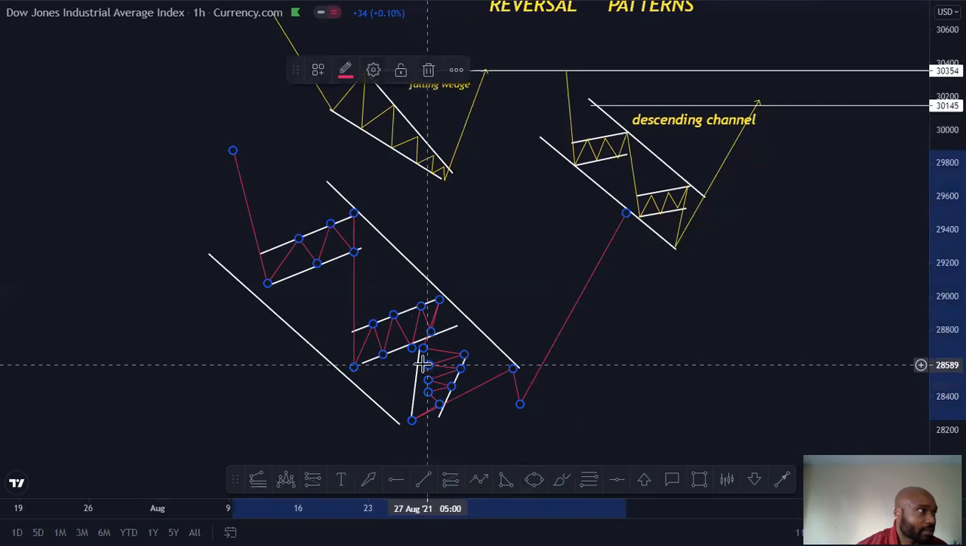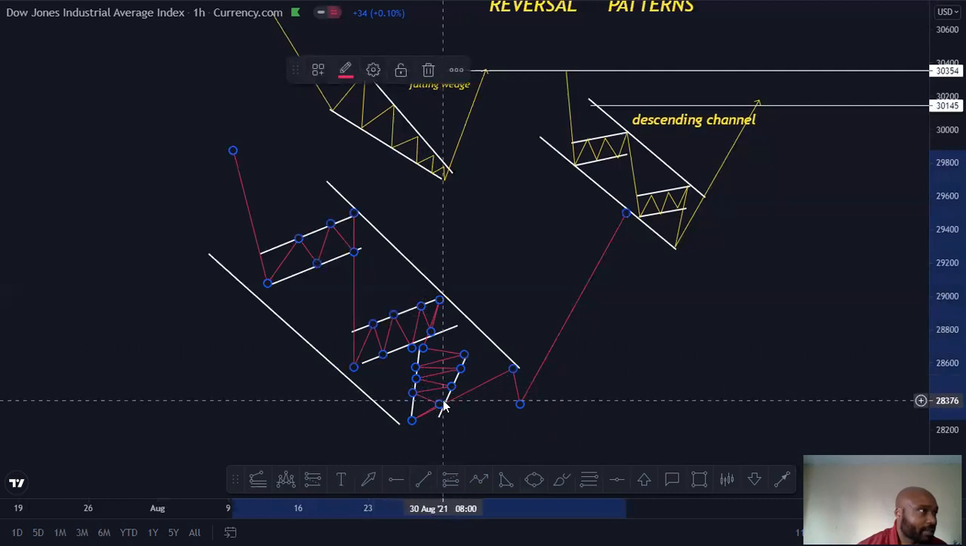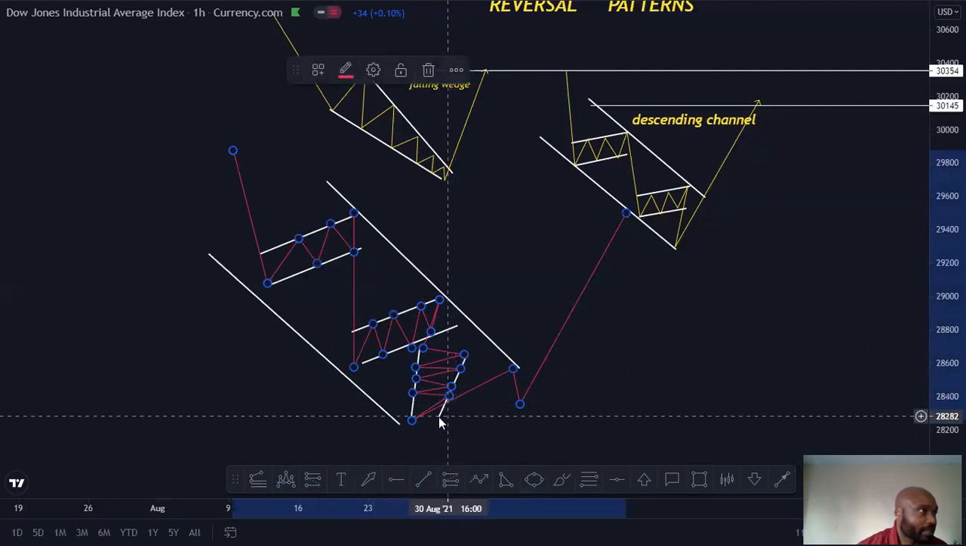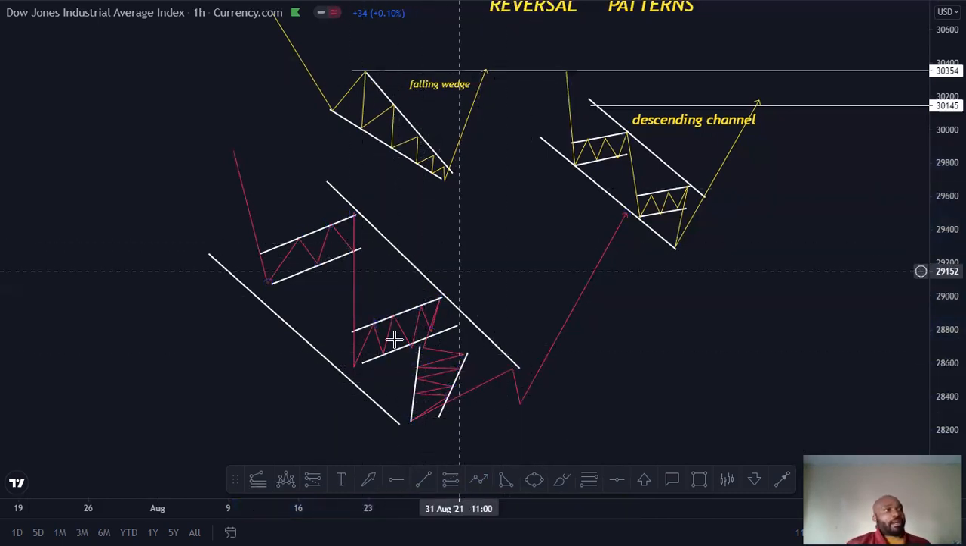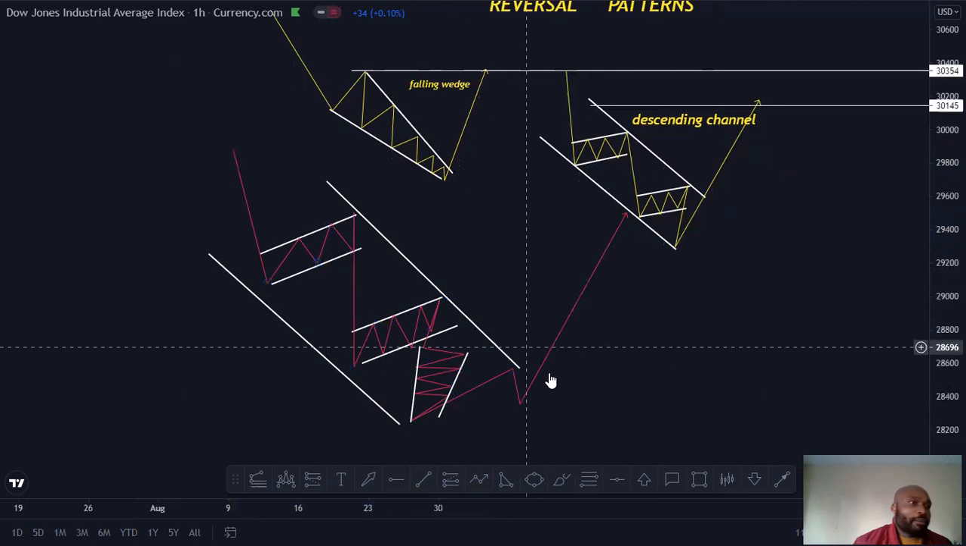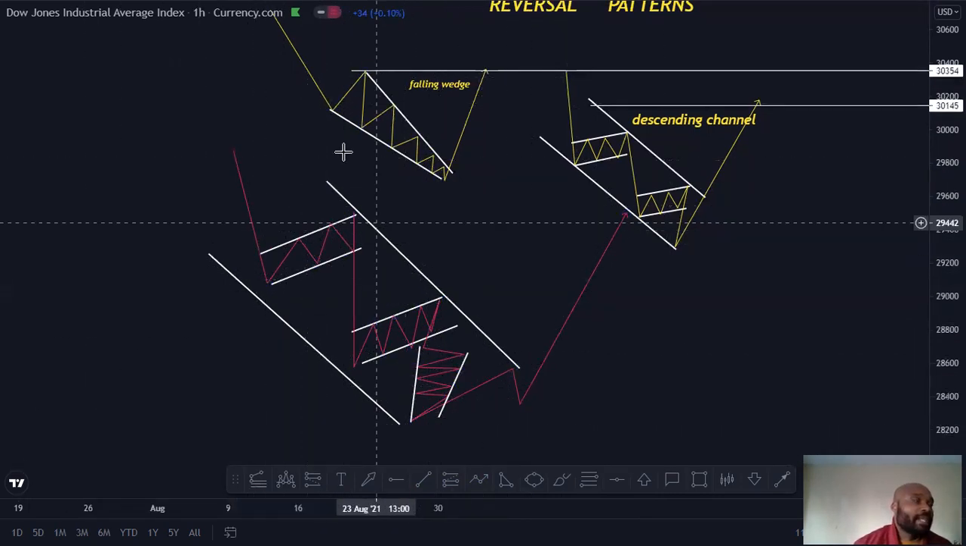Sorry, guys, this is not so perfect. Okay, I don't like this, you know. Yeah, so we'll be looking for what? We'll be looking for a falling wedge to take our entry inside the descending channel.